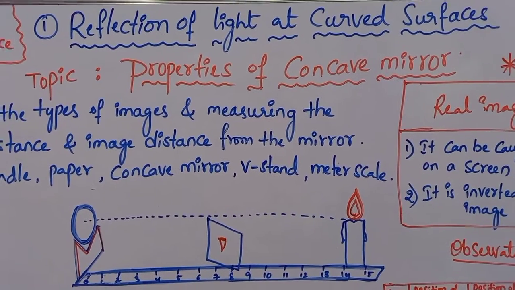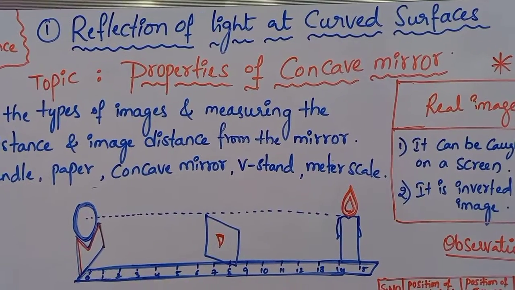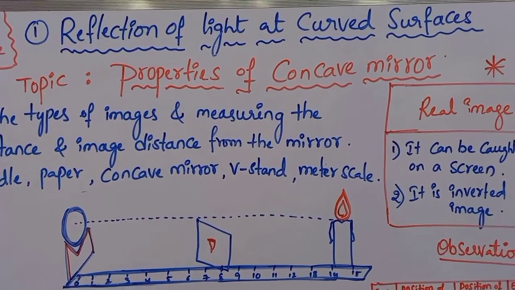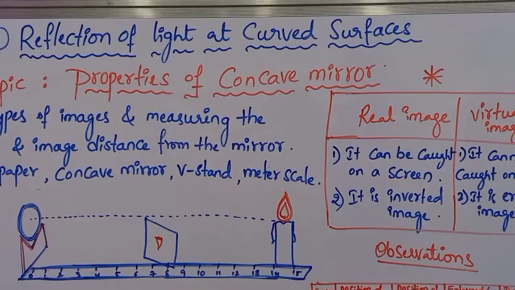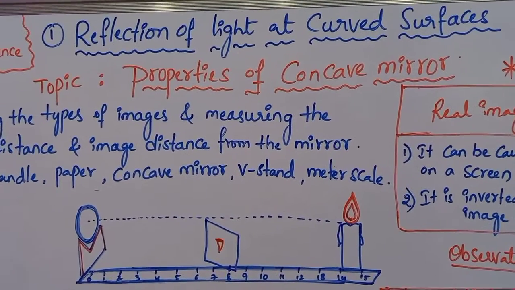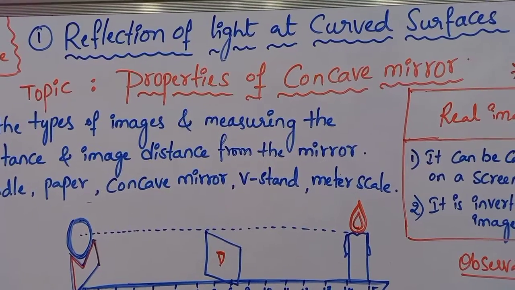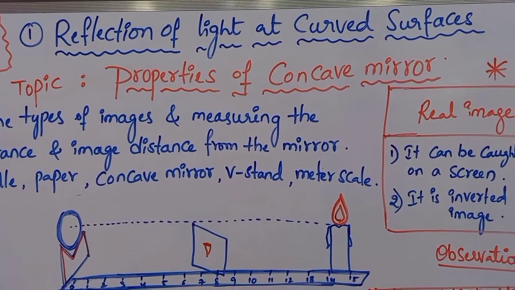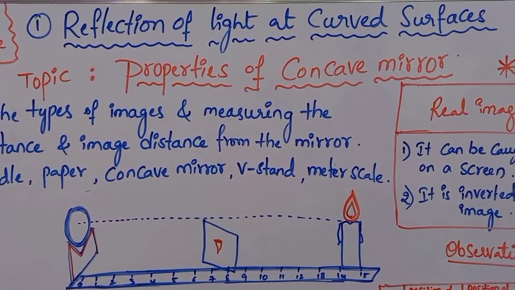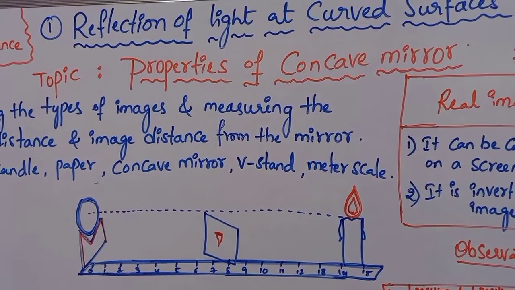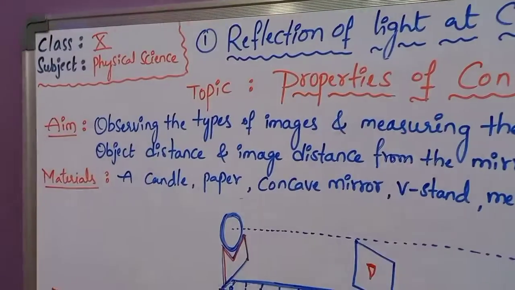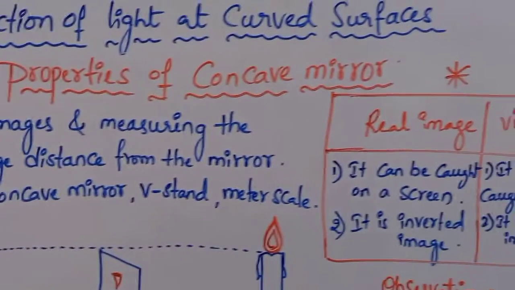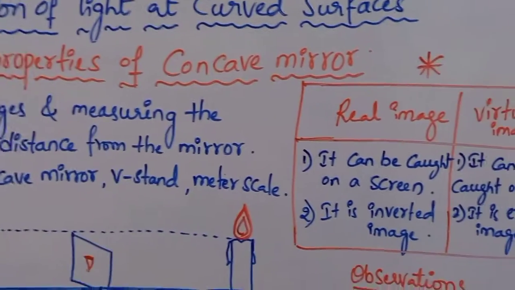Today our topic is Properties of Concave Mirror. As a part of this topic, we are going to learn about real image, virtual image, and identifying the images of objects when the object is placed at different positions in front of the concave mirror, and also the characteristics of the images formed by the concave mirror. Okay, children? So let us go into the topic.